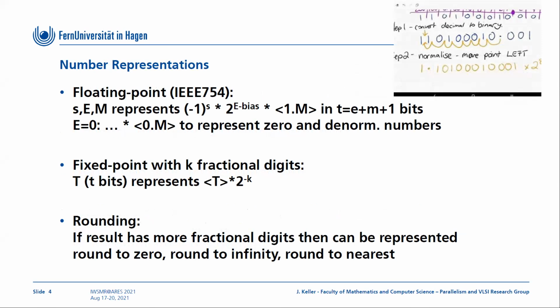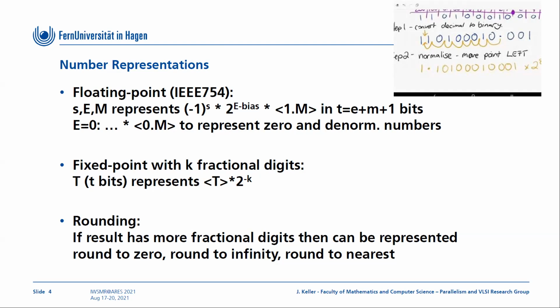A floating point number is comprised of three parts, S, E, and M, of 1, E, and M bits each, and it represents the number given in the formula. S is a sign bit, E is the exponent which gets biased in the representation, and M are the bits of the mantissa after the decimal point in the binary representation.